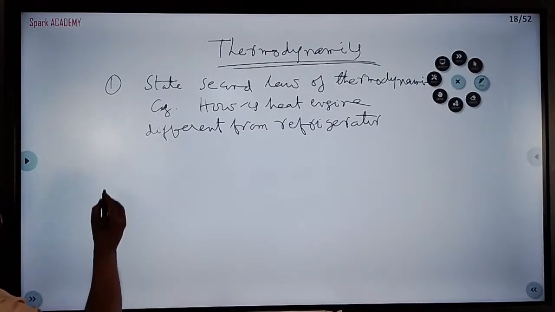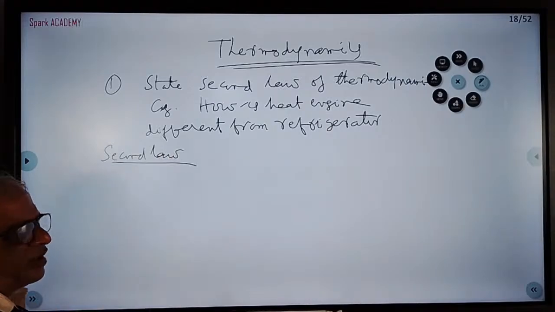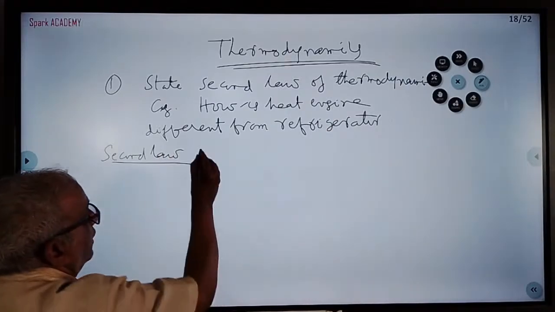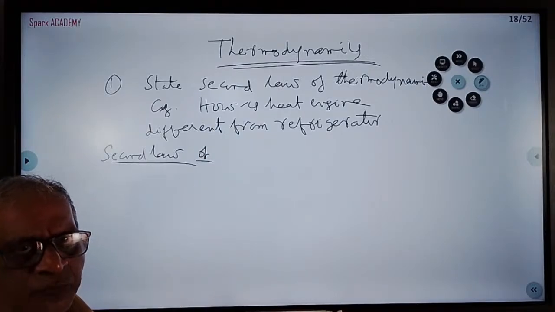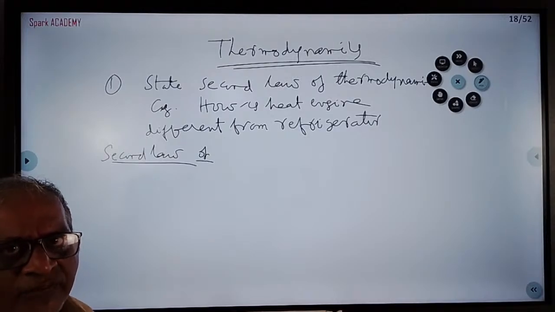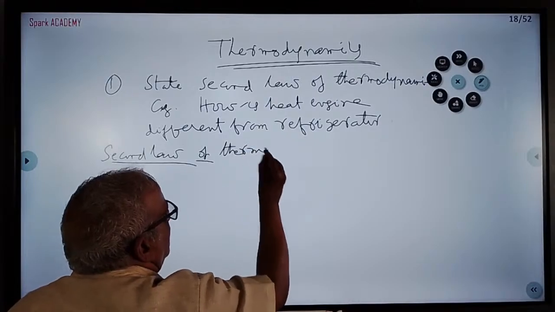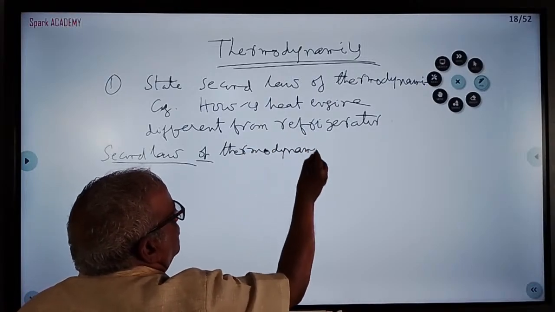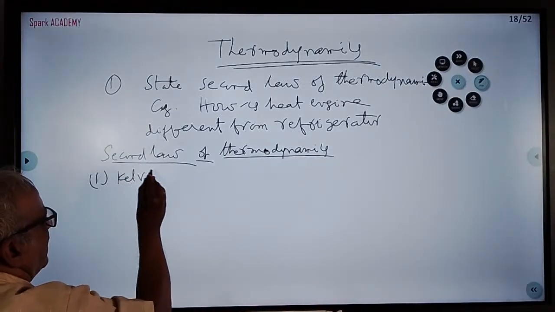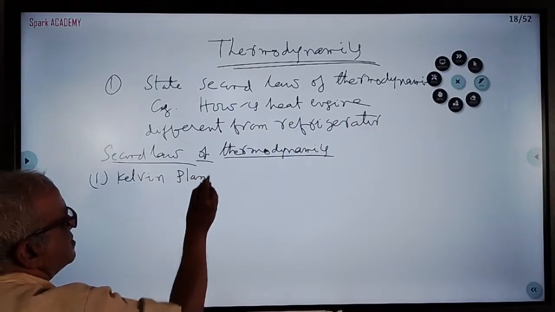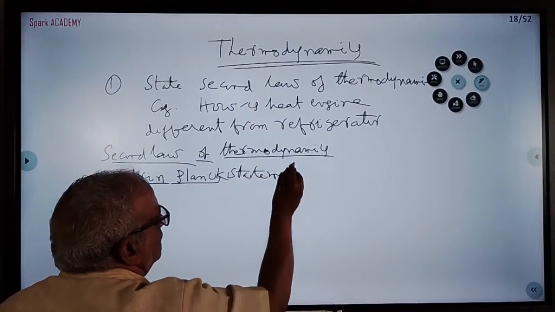I am telling about the second law statements. You know the first law: dQ equals dU plus dW. What is the second law? It relates to the heat engine and refrigerator. The working of a heat engine and refrigerator is not explained by the first law of thermodynamics; it is explained by the second law. There are two statements of the second law. The first one is the Kelvin-Planck statement.